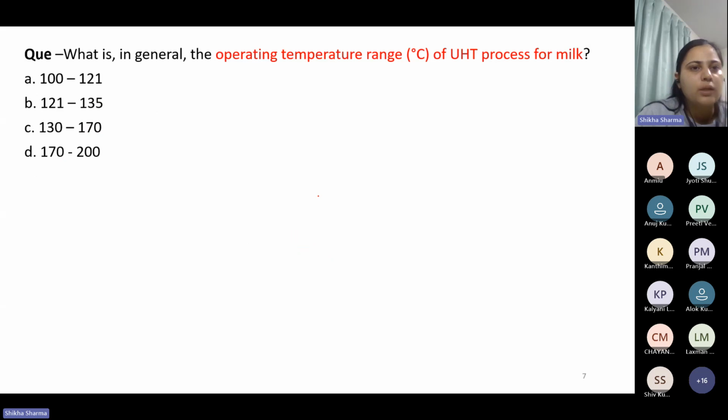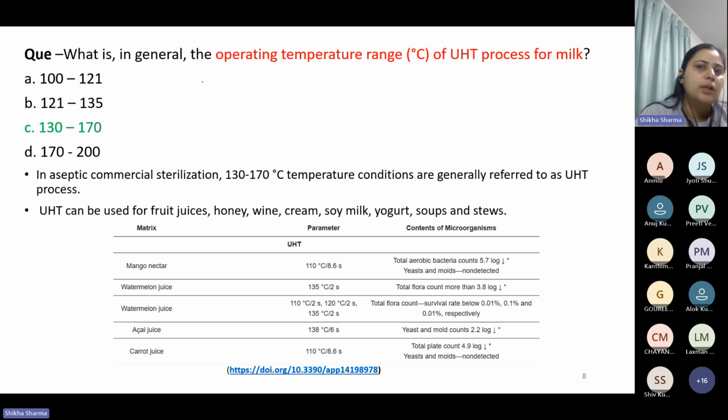So the next question is, what is in general the operating temperature range of the UHT process of milk? Option C. 130 to 170 is option B. Option C, ma'am. Option C. Option B. So we are getting two options, B and C, but C is correct. Why? Option A? No, option C.